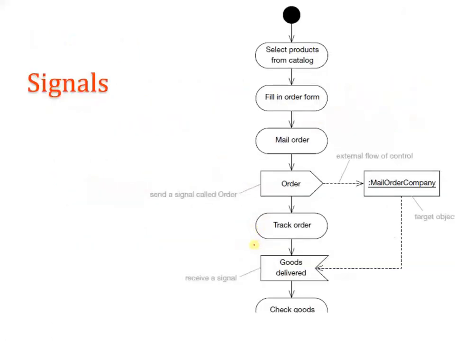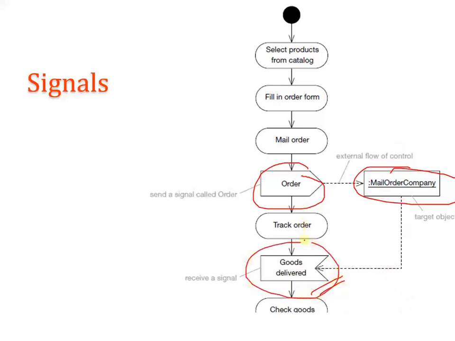You can see in this diagram, we have a mail order. Immediately, an order signal is created and an object called mail order company will be created. After the object creation is over, it sends a signal which is received by means of the goods delivered icon. So this is called signal sending and signal receiving in the activity diagram.